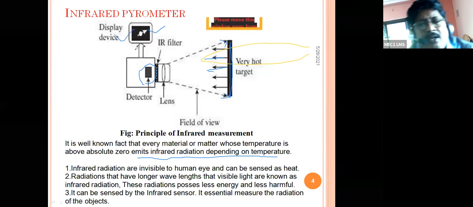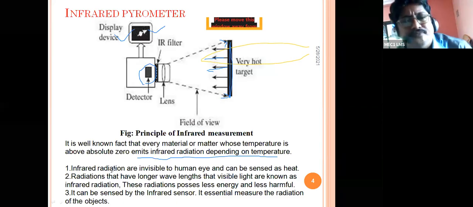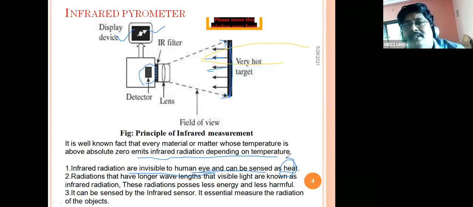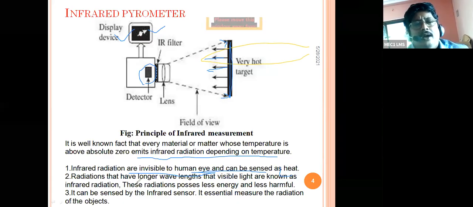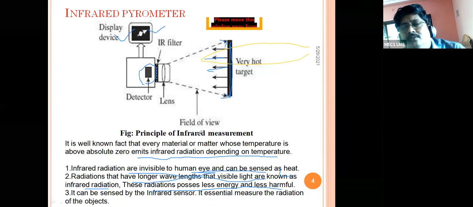It is very simple. What you see in daily life are invisible to the human eye. Infrared rays are invisible to the human eye and can be sensed as heat. That means infrared rays have some heat, maybe some particular temperature, and they have longer wavelengths than visible light. These are known as infrared radiations. These radiations possess less energy and are less harmful. You can understand this now.